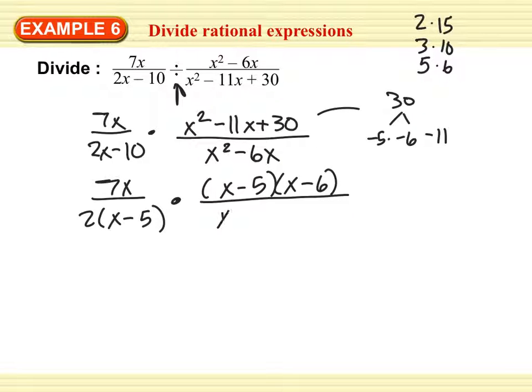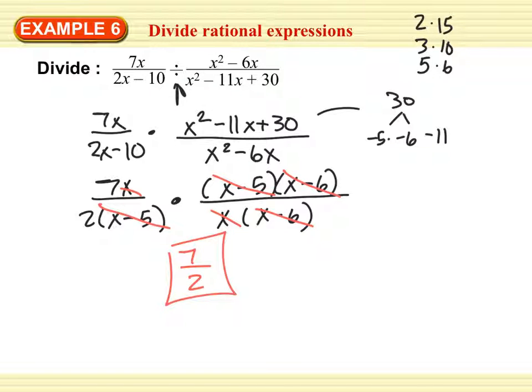And in the denominator, I can take out an x. And now simplify. Okay, I can cancel these two out, and cancel these two out, cancel that out, and I'm left with a 7 over 2. Woohoo! Love it when it simplifies that much.